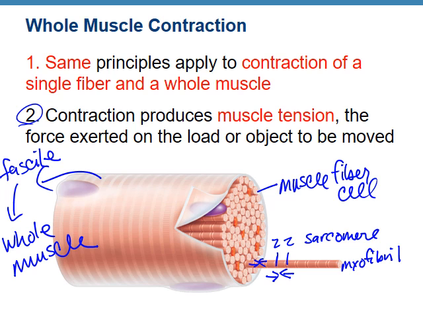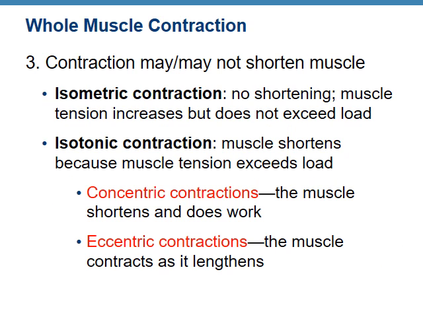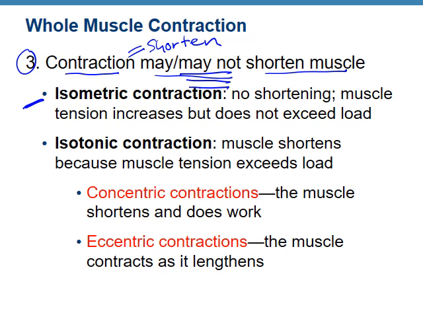The second bullet point here is that contraction produces muscle tension, and this tension is what we use to move the load or move the object. The third point that we need to talk about, it says contraction may or may not shorten the muscle. Now I know up until now we've been saying contraction is shortening of the muscle, but there are some instances where the muscle does not shorten. And here is that example.